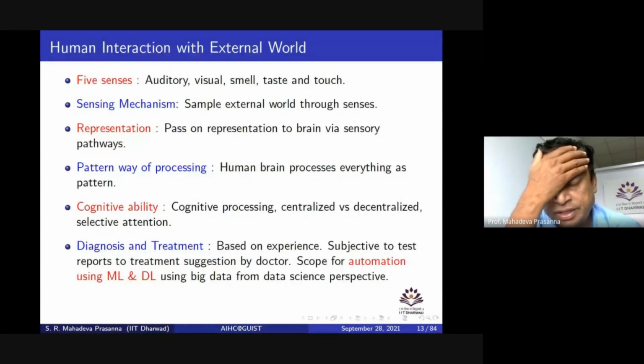Of course, when you consider human interaction with the external world, we have five senses: the auditory mechanism, visual mechanism, smelling, tasting, and touching.